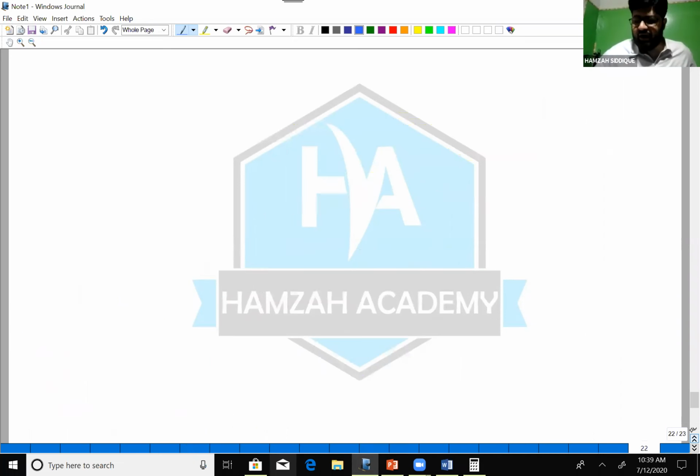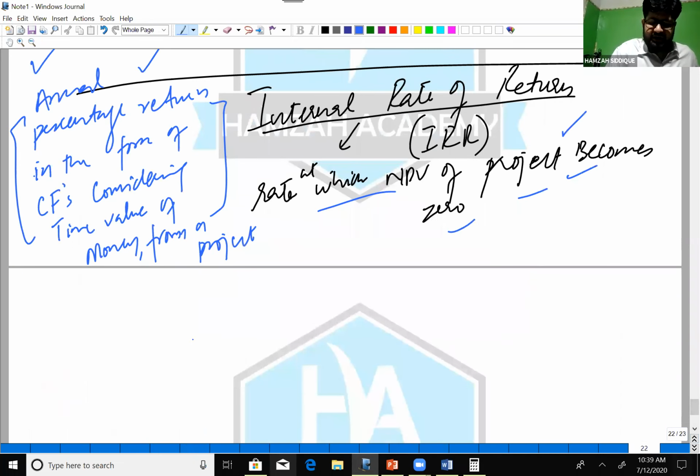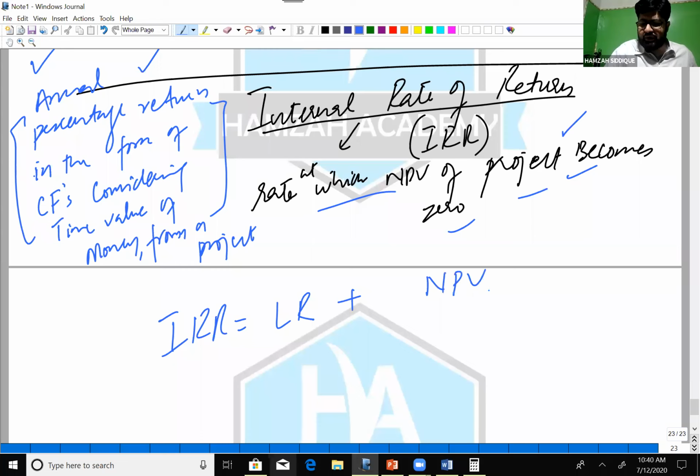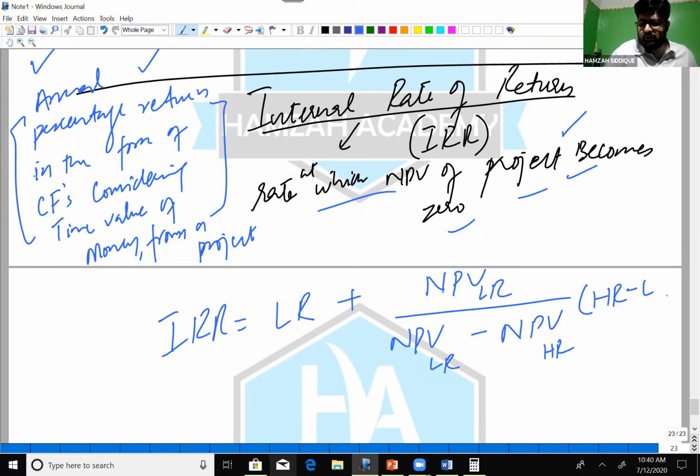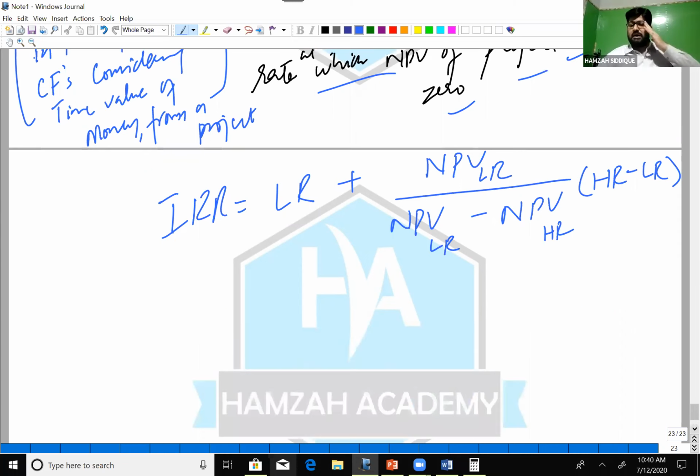Now, just see how IRR is calculated. IRR, internal rate of return, is equal to the low rate of return plus NPV at low rate, divided by NPV at low rate minus NPV at higher rate, multiplied by higher rate minus lower rate. This is how IRR is calculated. Now, let us proceed.